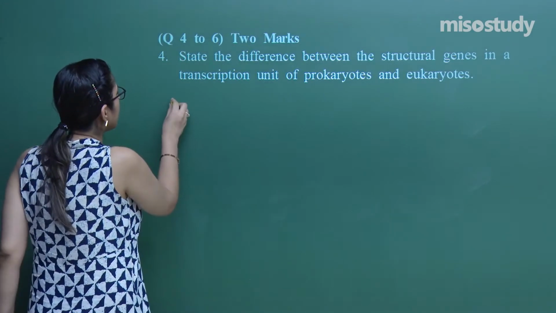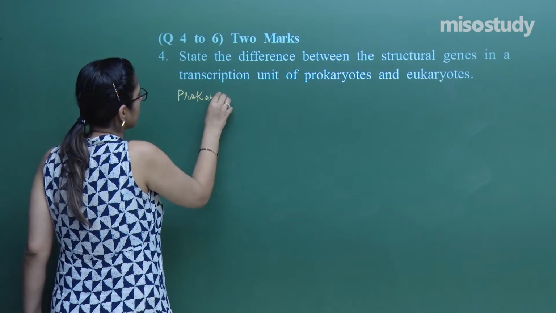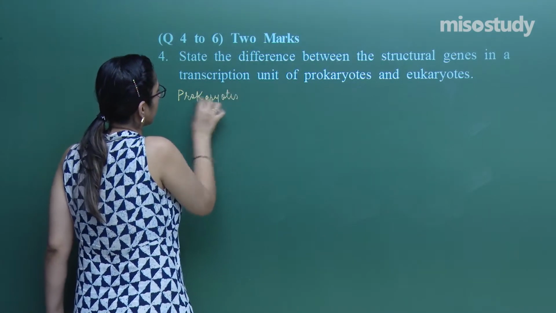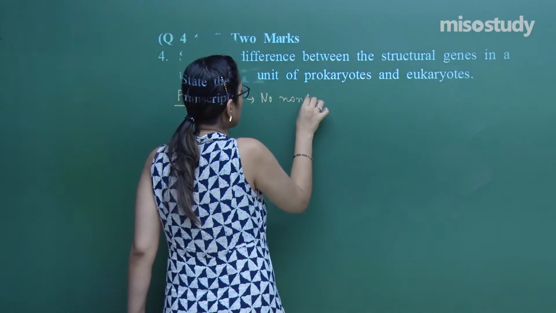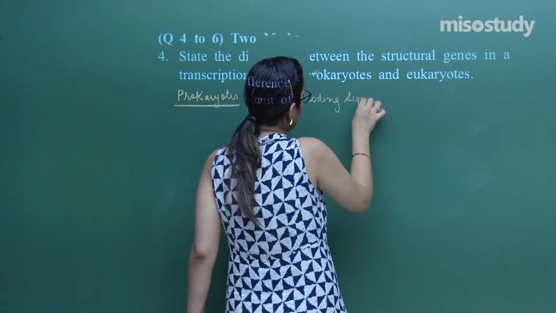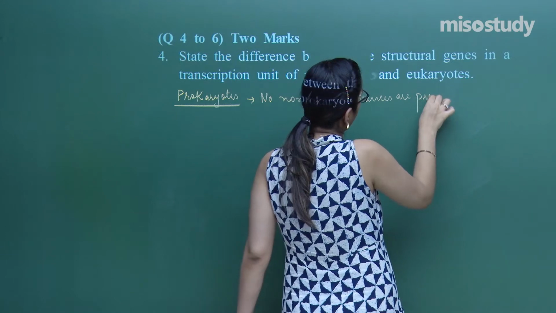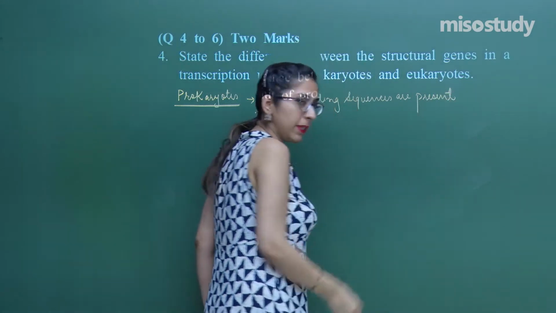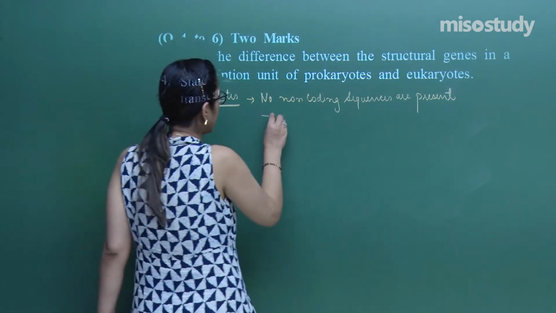Let's discuss these. Now, the structural gene of prokaryotes. In the case of prokaryotes, no non-coding sequences are present. No non-coding sequences are present. That means in them the introns are not present. So can I say no intron?